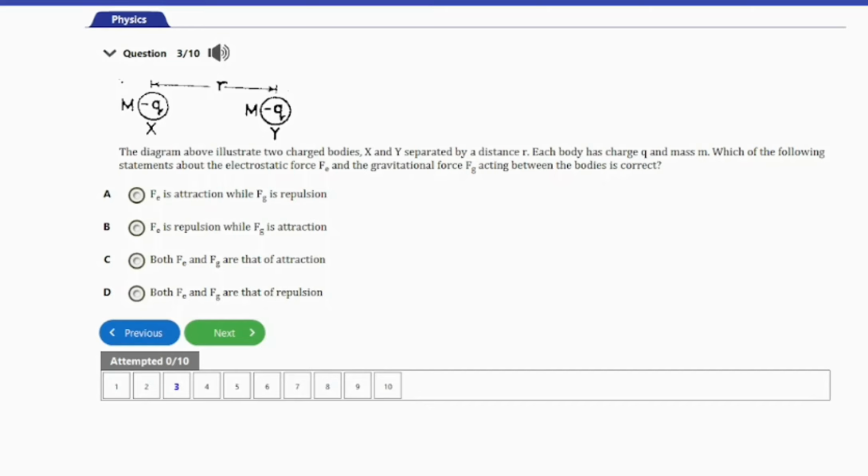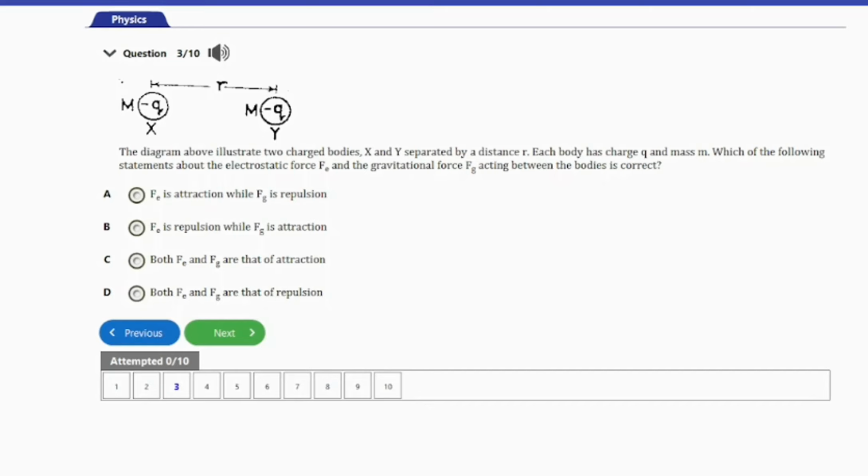So guys, looking at this, option A says Fe is attraction while Fg is repulsion. B, Fe is repulsion while Fg is attraction. C, both Fe and Fg are of attraction. D, both Fe and Fg are of repulsion. So guys, option B is the answer to this question. Fe is repulsion while Fg is attraction.